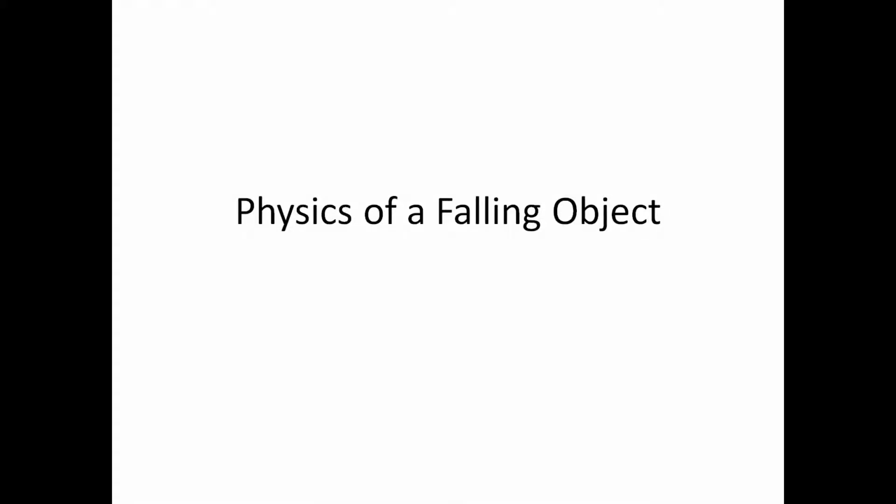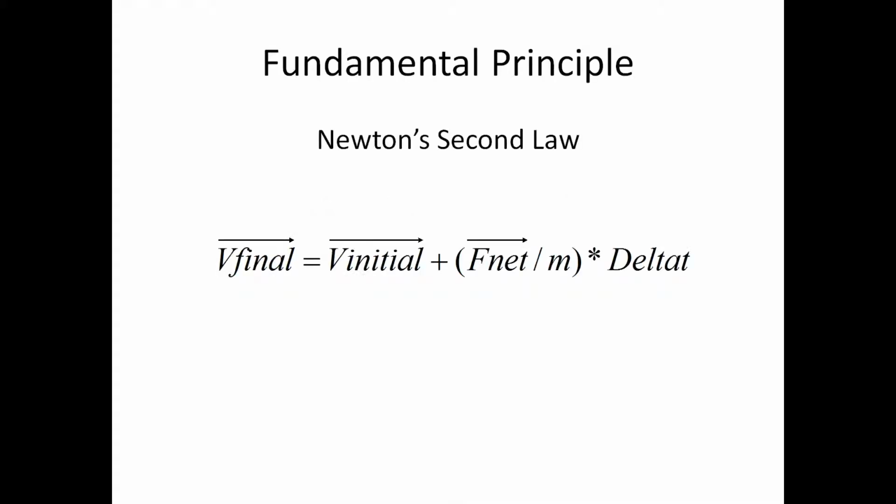Hey guys, today we'll be talking about the physics of a falling object. Here's our fundamental principle: Newton's second law. V final equals V initial plus F net over m times delta t. It's our fundamental principle that we will be working with primarily in this video lab.